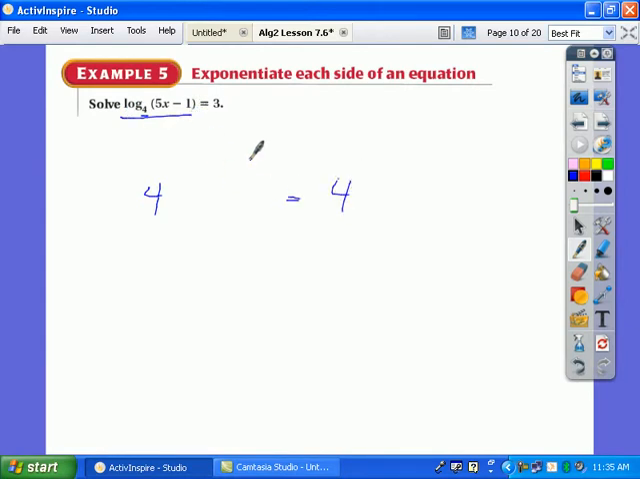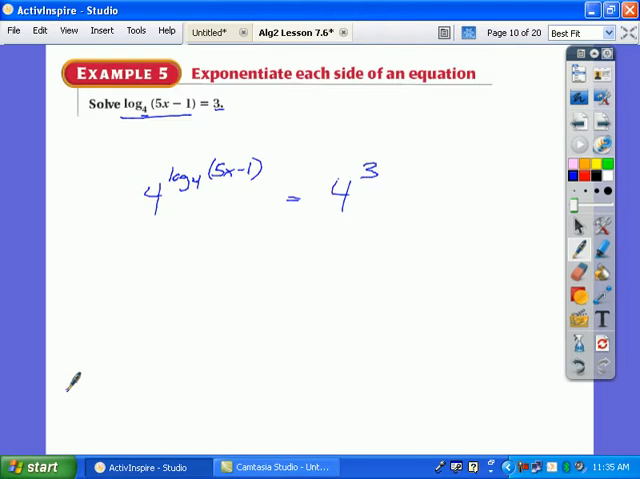We're shifting the original equation up into the exponent's place, and we're going to get 4 to the log base 4 of 5x minus 1, and that equals 4 to the third power. So what I'm doing is shifting the original equation up into the exponent's place and putting a new base of 4 in.